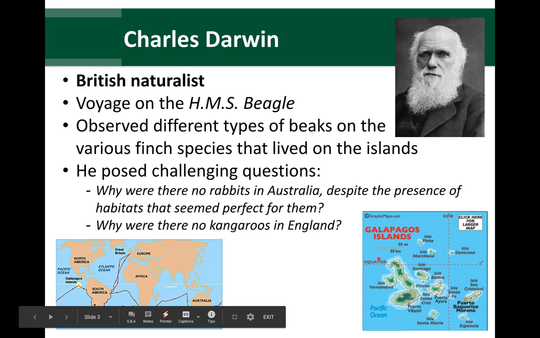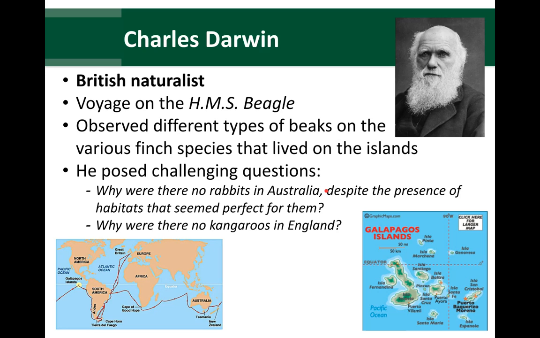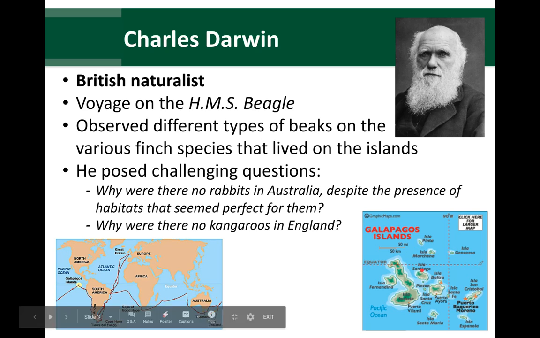And aboard his voyage, he posed several questions. For example, why were there no rabbits in Australia despite the presence of habitats that seem perfect for them? And why are there no kangaroos in England? So he's noticing these various habitats.